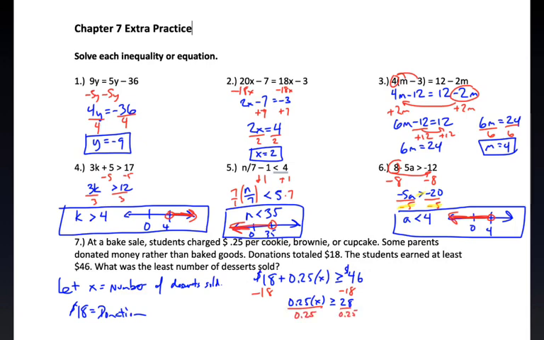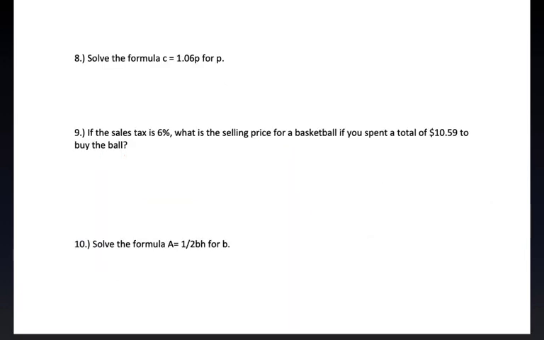Minus 18 from both sides. Divide by 0.25, which is the same thing as dividing by a fourth, or multiplying by 4, and you get 112. So the students sold 112 or more desserts. They sold at least 112. Here on the next one, to solve for p, c equals 1.06p. I'm going to divide both sides by 1.06. So I get c divided by 1.06 equals p, and we're good to go.